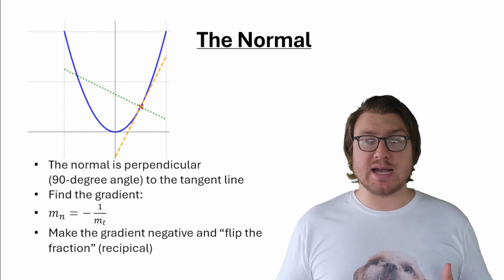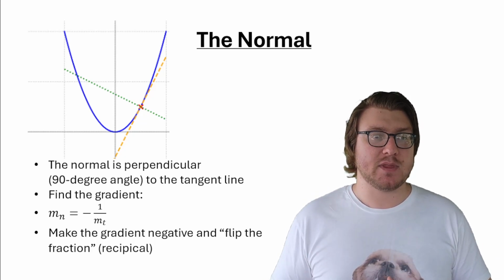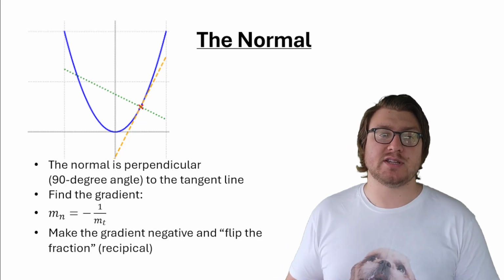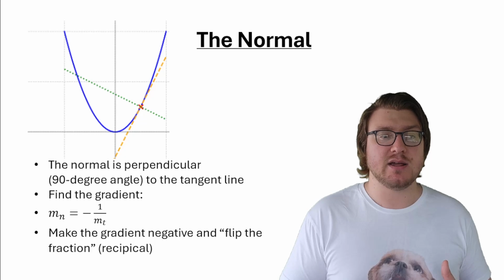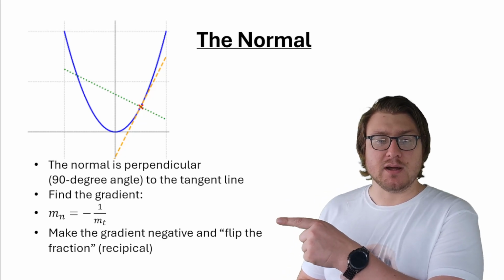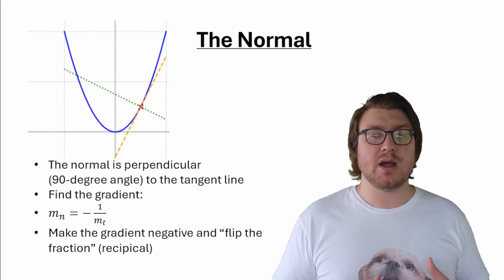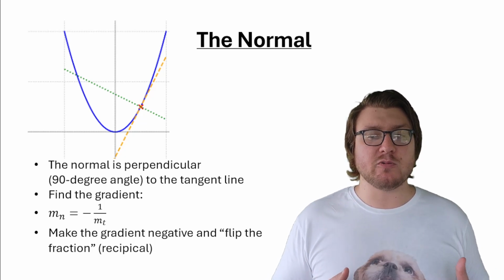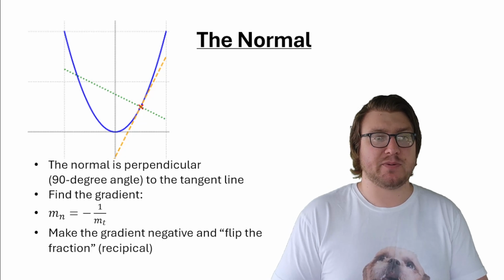So if you're asked to work out anything with the normal, the procedures are exactly the same, with one different step. The gradient of the normal is not the same as the tangent line, but we still need to figure out the gradient of the tangent line in order to find the gradient of the normal. I've given you a formula, and what this means is we're just going to make our gradient from the tangent line negative and put it in the denominator. In other words, this is the reciprocal. Well, the negative version of the reciprocal.